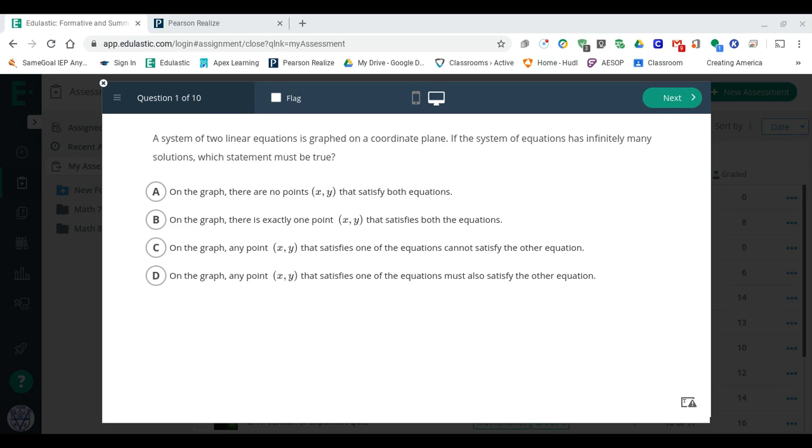That means it has the exact same slope and the exact same y-intercept, and keep that in mind on this one because it'll help you in the next question too. When that happens with the lines or equations, you're going to have infinitely many solutions. All right, let's go to the next question.